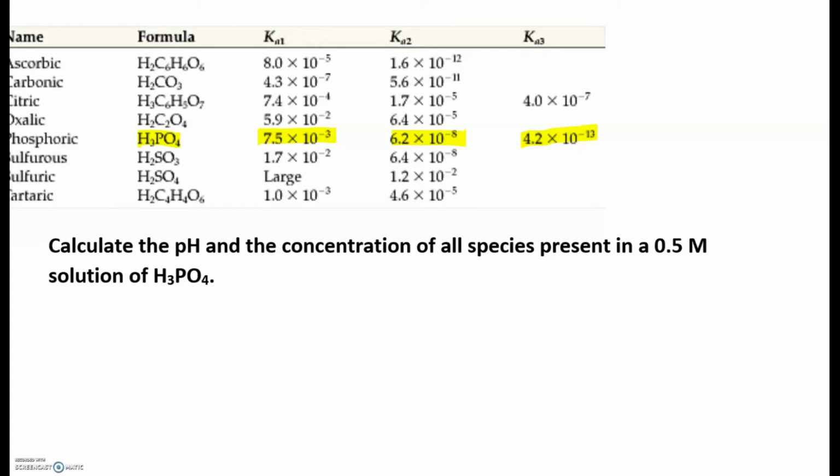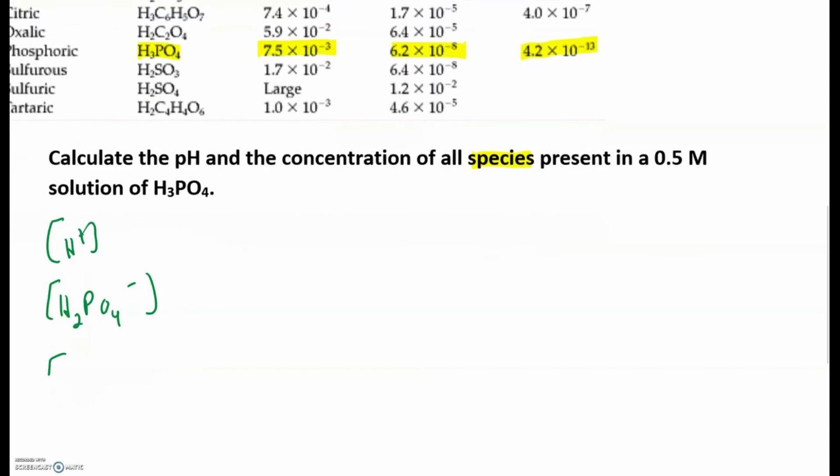Okay, here's the type of question you could expect to run into, and it says calculate the pH and concentration of all species present. When they say species, what they mean is what is in solution when we get to equilibrium. We know there's going to be some H+, and because this is a polyprotic acid and it dissociates in stages, we know there's going to be some H2PO4 -1. We know there's going to be some HPO4 2-, and we know there's going to be some PO4 3-. And we're not going to worry about OH-, although we could find it if we wanted to. And of course, if we know H+, we can also find pH.